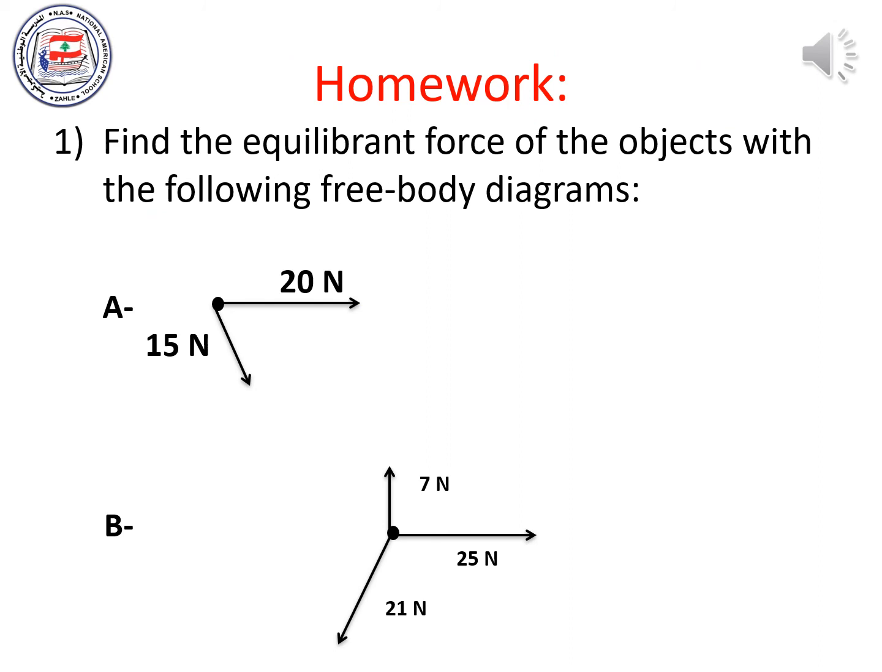As homework, please find the equilibrium force of the objects with the following free body diagrams. The first one has two forces acting on it, 20 newtons and 15 newtons, in the directions shown in front of you. And the second has three forces acting on it, 7 newtons upwards, 25 newtons to the right, and 21 newtons in the direction shown in front of you.